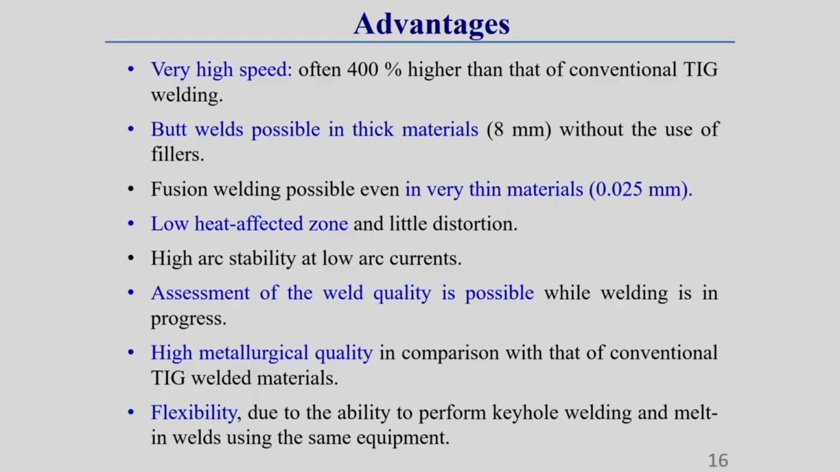Now, we will discuss the advantages of this welding process. You see, it has a very high welding speed compared to TIG welding process, 4 times more than TIG welding process. This welding is generally possible on different thicknesses of material without the use of filler material. In case of this plasma arc welding process, we can use a separate filler wire. Separate filler wire, what does it mean?